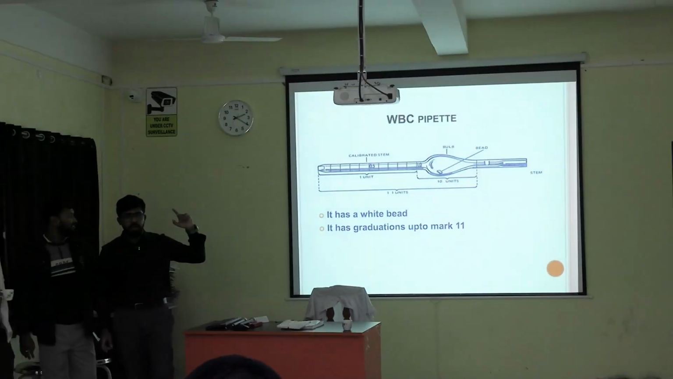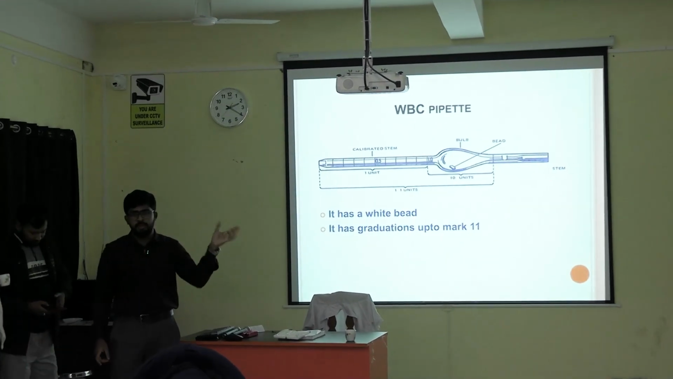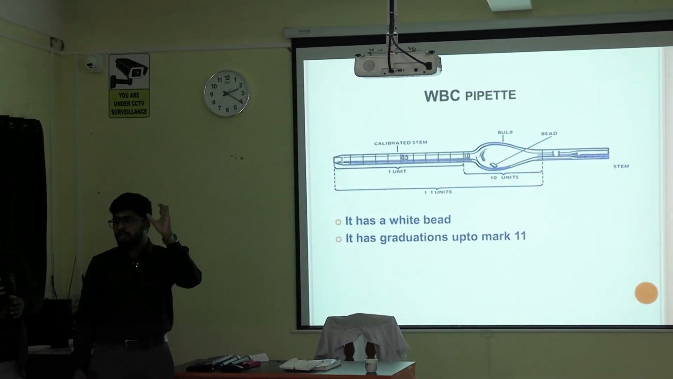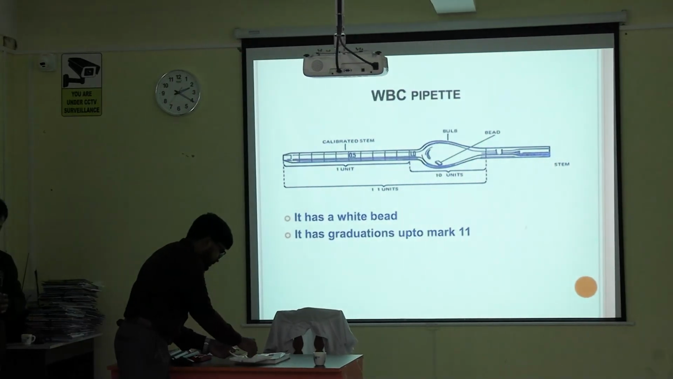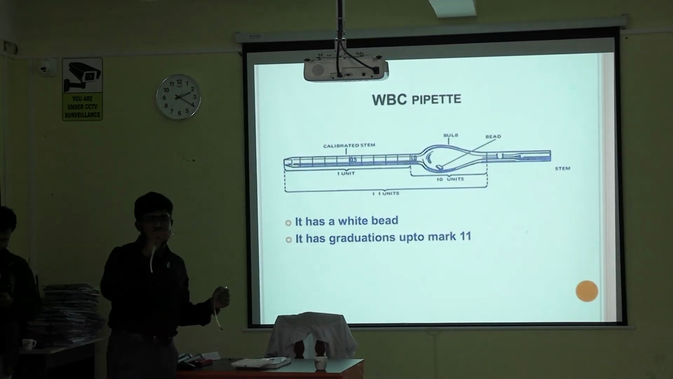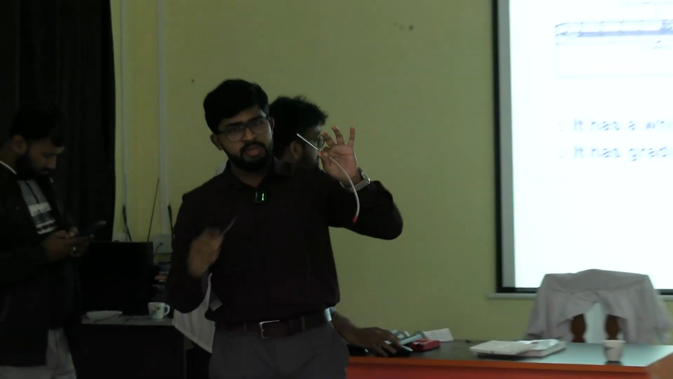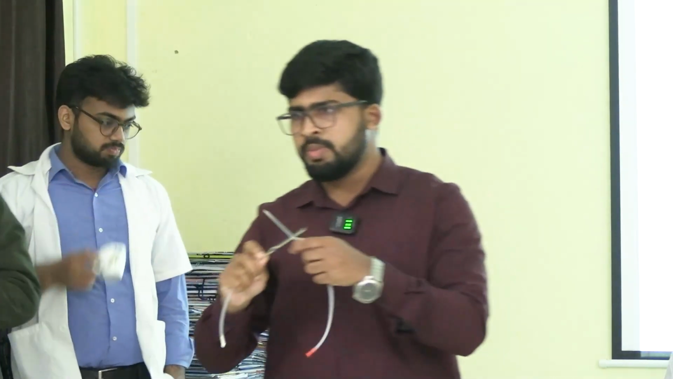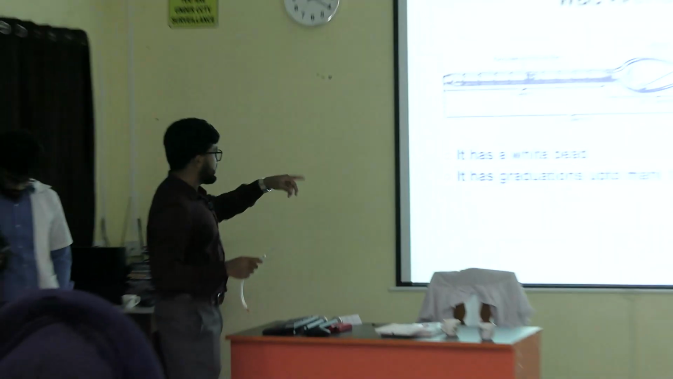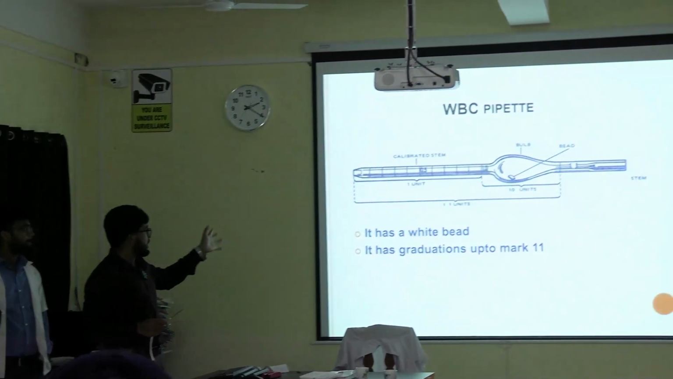WBC Pipette. I have told you what the differentiating marks are for the WBC Pipette and RBC Pipette, isn't it? There is a white colored bead in the bulb of a WBC Pipette. In case of RBC Pipette, there is a red colored bead. The markings are 0.5, 1 and 11 in case of WBC Pipette. In case of RBC Pipette, it is 0.5, 1, 101. The graduation goes up to mark 11 and there is a white colored bead.